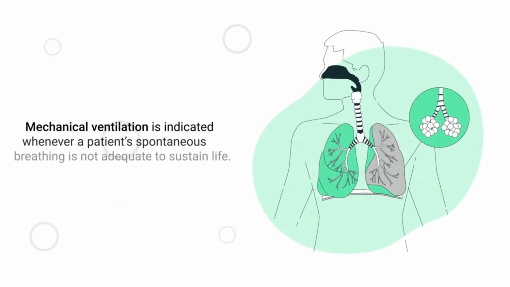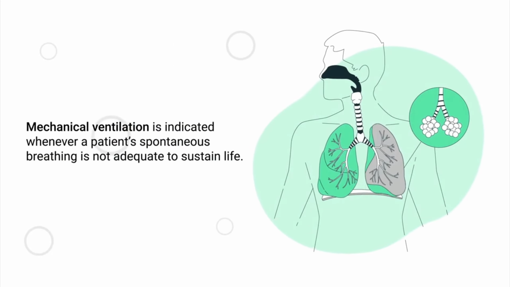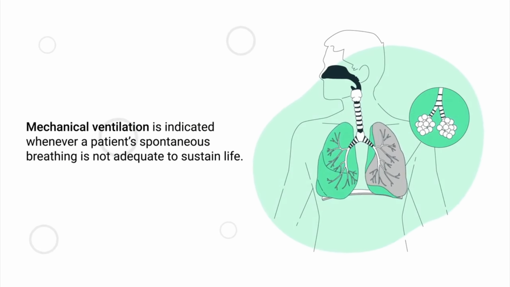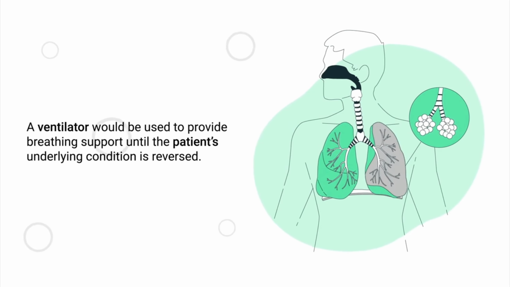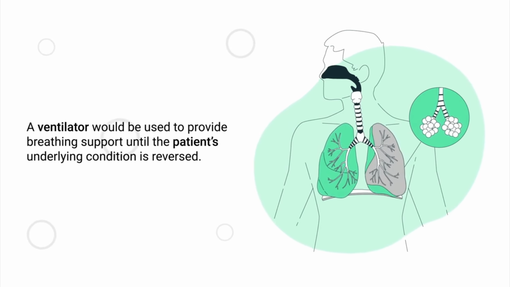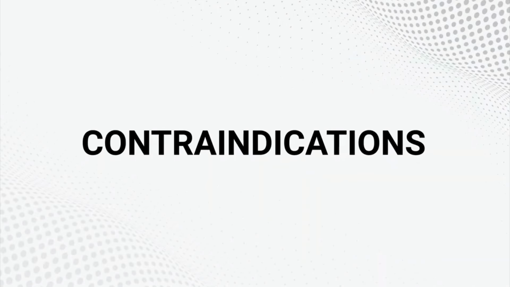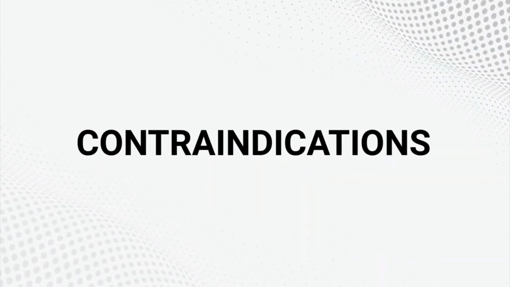In general, mechanical ventilation is indicated whenever a patient's spontaneous breathing is not adequate to sustain life. In such a case, a ventilator would be used to provide breathing support until the patient's underlying condition is reversed. Now let's talk about the contraindications.